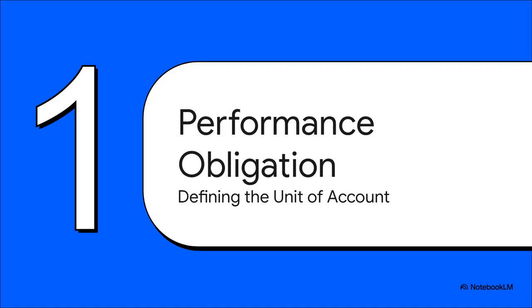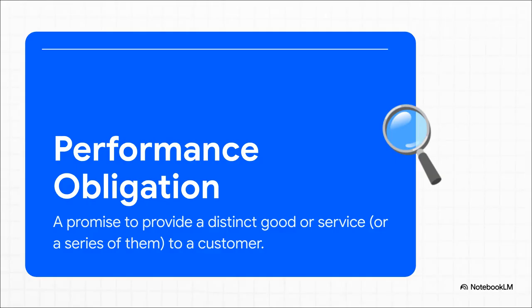So, what are we actually looking for when we read a contract? Well, the standard calls this thing a performance obligation. Let's dive in and define what that really means. Okay, here's the official definition. It's a promise to provide a distinct good or service. Now that word, distinct, that is the most important part of this entire step. You really have to hang on to that word. Think of each distinct promise as a single unit for recognizing your revenue.